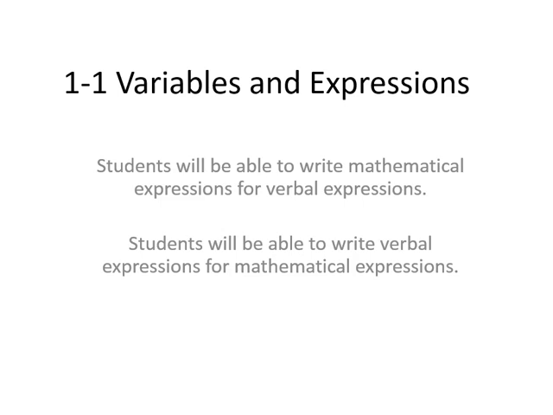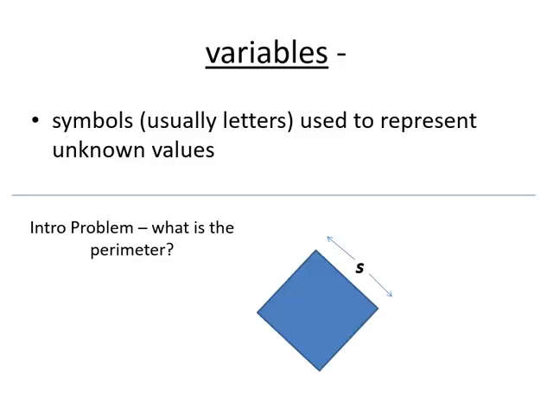But you can see what it is, variables and expressions. Let's see, variable, usually a letter. First problem, what's the perimeter of that circle? If perimeter is the distance around the outside, the answer would be 4s.